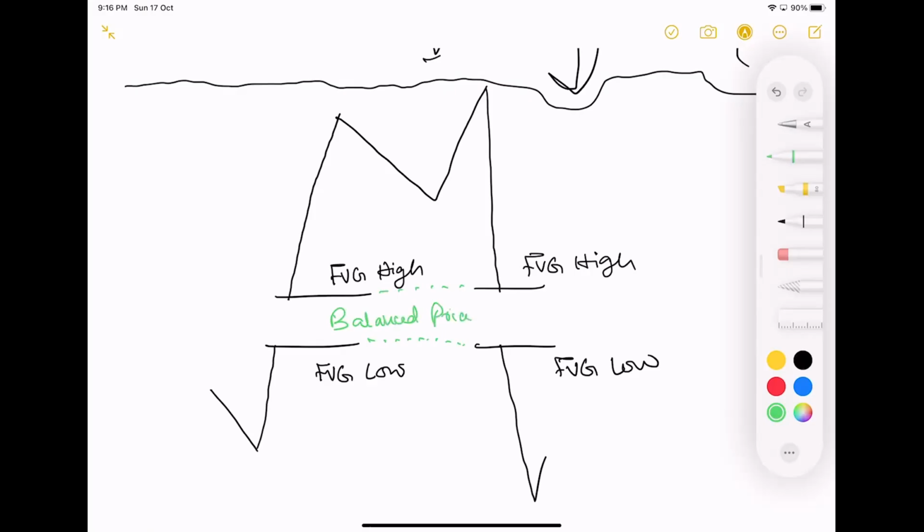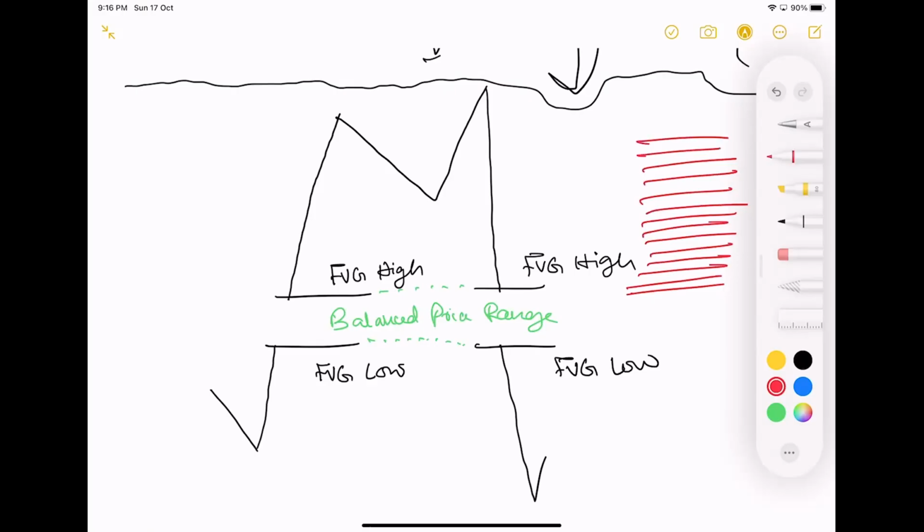Okay, balanced price range, meaning that there is nothing, okay, there is nothing offered up over here. Nothing offered. Okay, nothing offered here. Then nothing offered over here, price is going to drop. Okay, do you understand the concept at least?